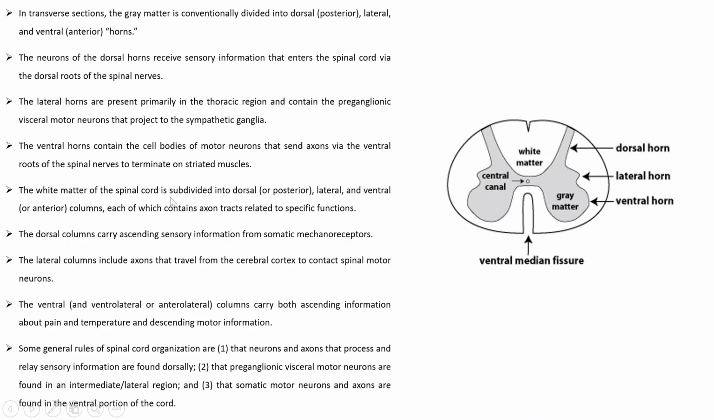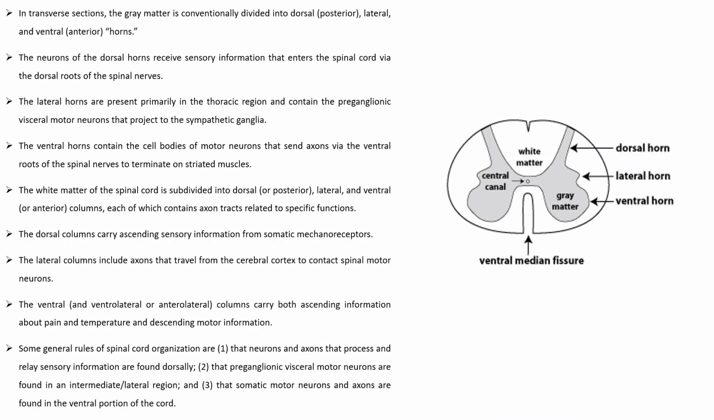The white matter of the spinal cord is subdivided into dorsal, lateral, and ventral columns, each of which contains axon tracts related to specific function. The dorsal columns carry ascending sensory information from somatic mechanoreceptors. The lateral columns include axons that travel from the cerebral cortex to contact the spinal motor neurons. The ventral columns carry both ascending information about pain and temperature and descending motor information.